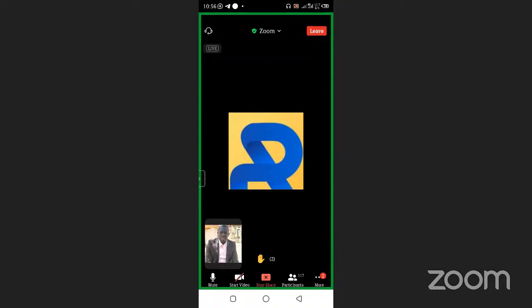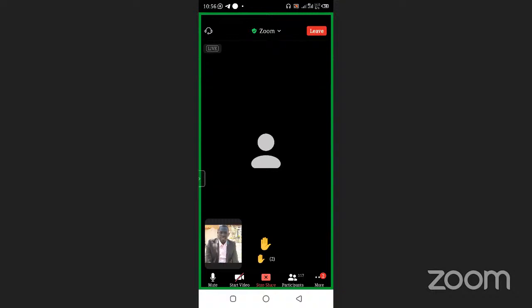Sir, please, how can I share my screen? All right. When you tap on your Zoom screen, you should be in position to see, just at the bottom of the screen, some features like mute, start video. Then there's an option for share, in green color. When you tap on it, you select the option for screen, and then you tell me what you're seeing.